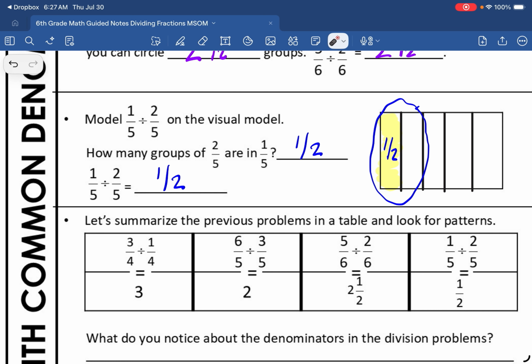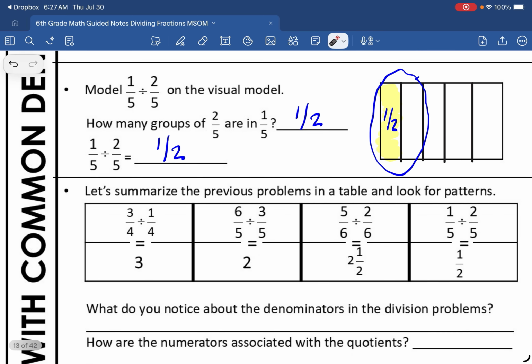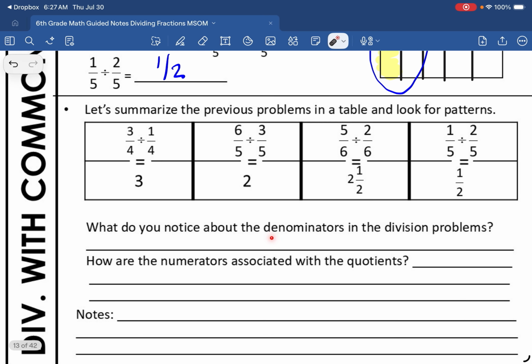Let's summarize the data. So these are the problems that we have already done. 3/4 divided by 1/4 is 3. 6/5 divided by 3/5 is 2. 5/6 divided by 2/6 is 2.5. And 1/5 divided by 2/5 is 1/2. What do you notice about the denominators in the division problems? If we look at the denominators right here, notice that the denominators are all the same.